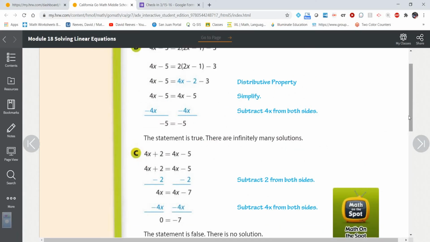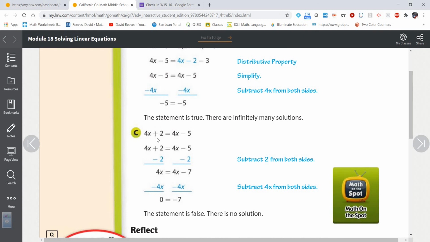So this is their example, very similar. It was just more obvious right off the bat. You could just look at it. 4x will always equal 4x. When will 2 equal negative 5? Never. So you can know that it's no solution. You notice at the end here you get a false statement: 0 does not equal negative 7. They will never be equal. There's no solution. Here we got a true statement.